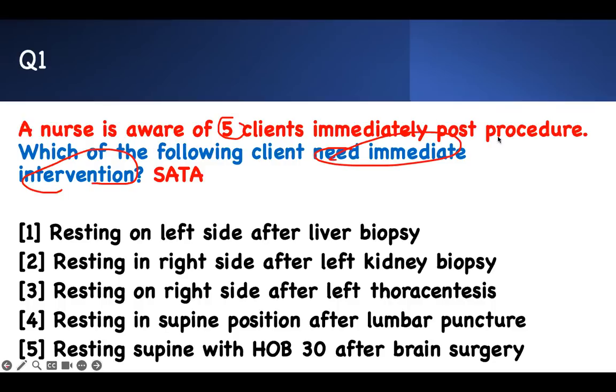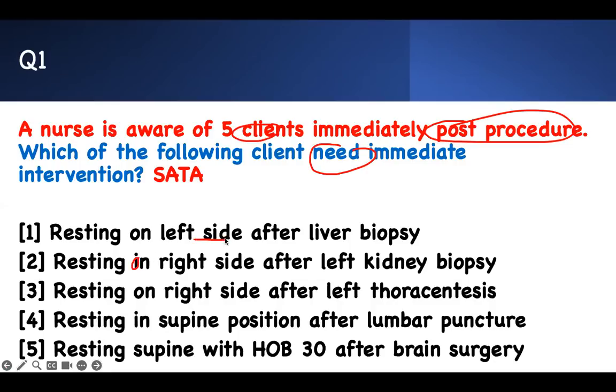Five clients immediately post-procedure. After a procedure, which of the clients need immediate intervention? Keyword: post-procedure. Resting on the left side after liver biopsy. The liver is on the right. If I biopsy it, you should stay on the right to put pressure. If you lay on the left, you're bleeding. We have to intervene.